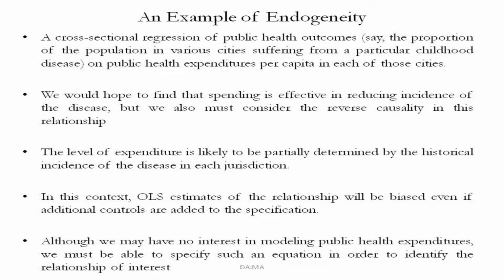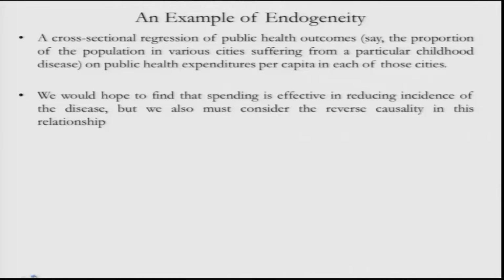So, that is when we call it a cross section. So, cross sectional regression of public health outcomes, say the proportion of population in various cities suffering from a particular childhood disease on public health expenditures per capita in each of these cities. Suppose we are interested in this question, whether public spending is effective in reducing the incidence of the disease. But when we ask this question, we must also consider the possibility of reverse causality.